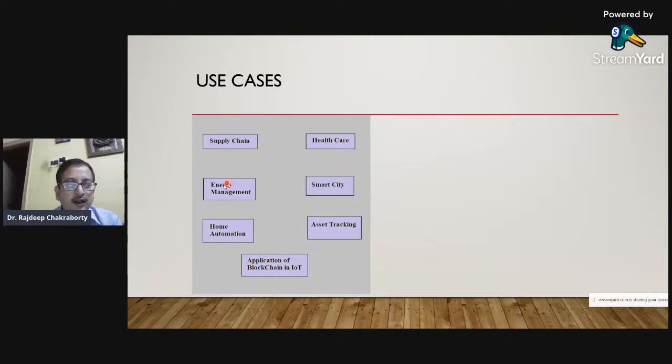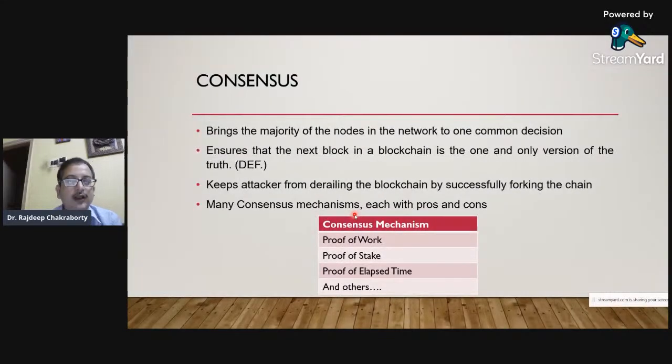Okay, healthcare, energy management. So I am not going into details there. And then there comes consensus. So consensus is a common decision to add a block in the blockchain. Okay, so this is basically a consensus.